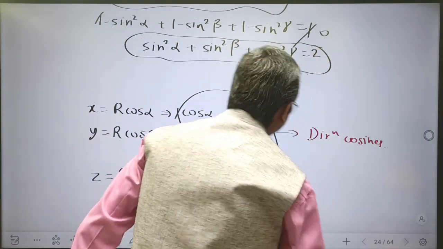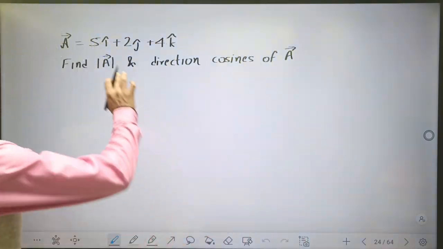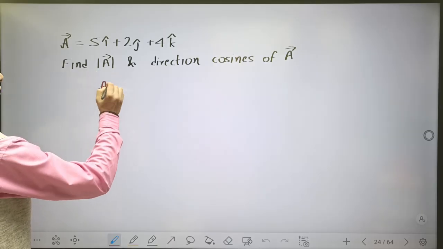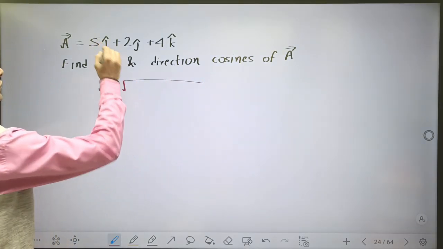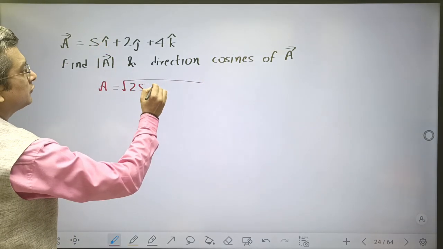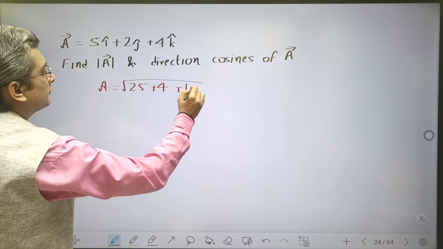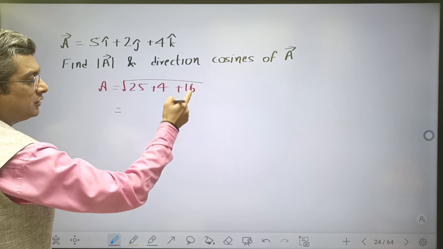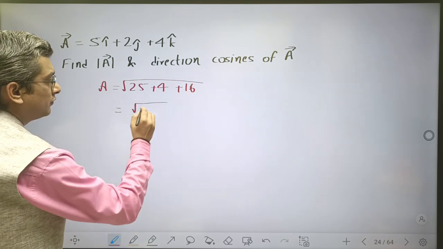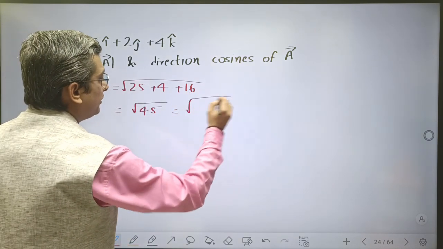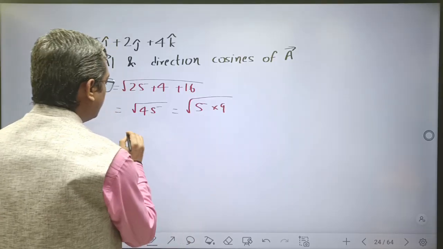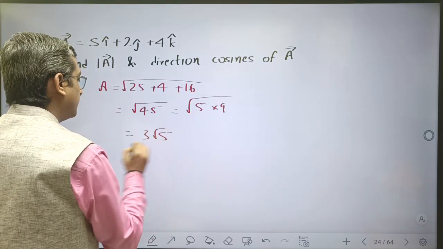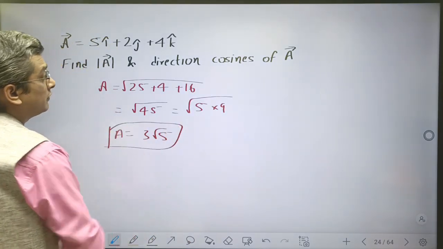Now, the next slide: suppose here it is a vector, we have to find its magnitude. So magnitude is given by root over the coefficient of i, that is 25, plus 2 square, 4, plus 16. So this will be 25 plus 4, 29, and 29 plus 16, that is 45, isn't it? So this can be written as 5 into 9. So this is 3 root 5. So this is the magnitude of A. First part we have found out.